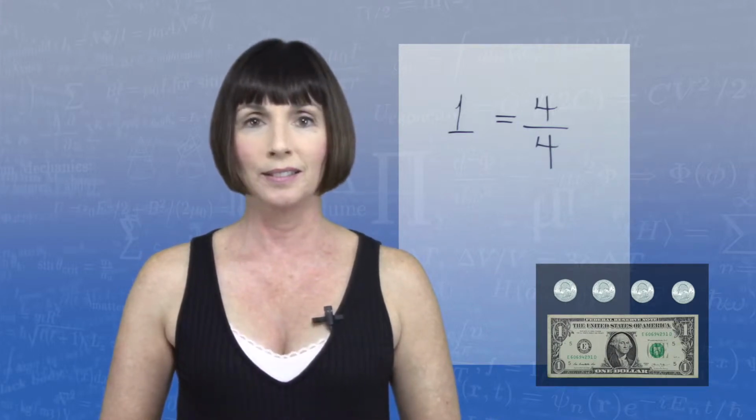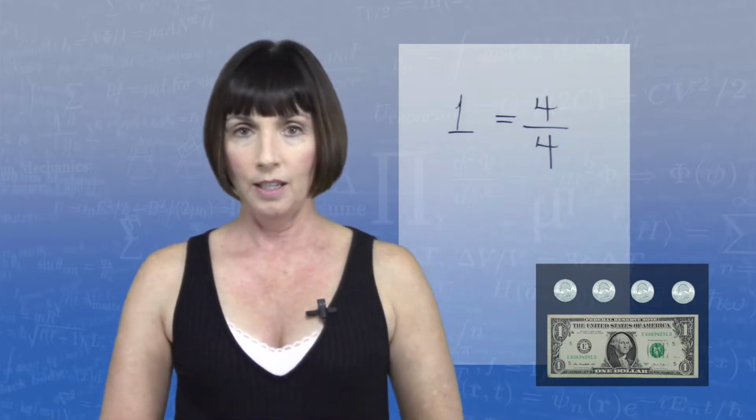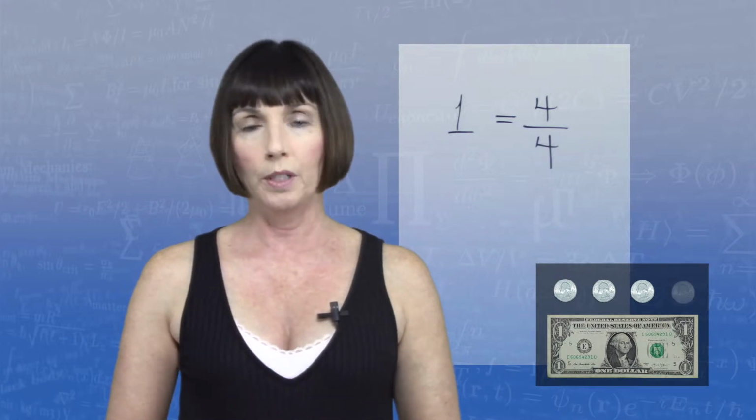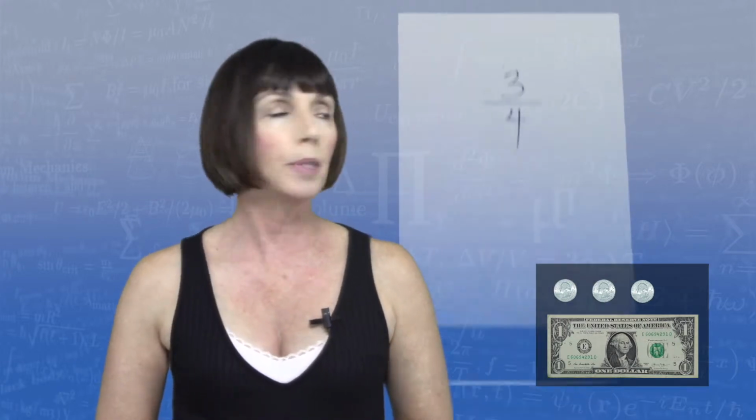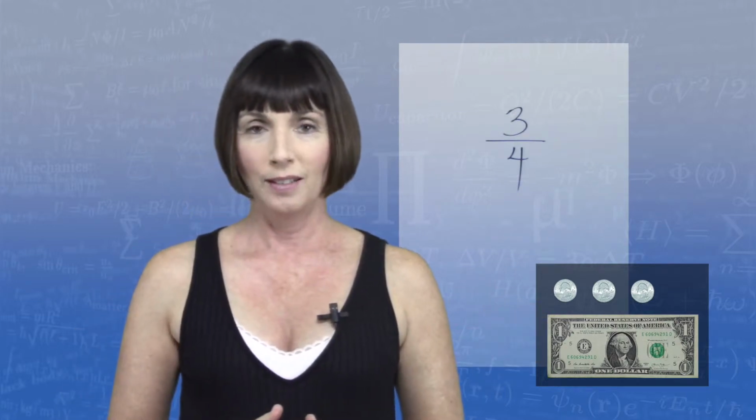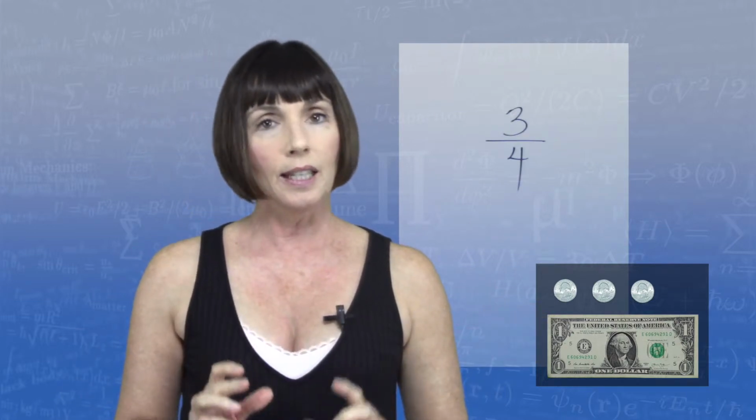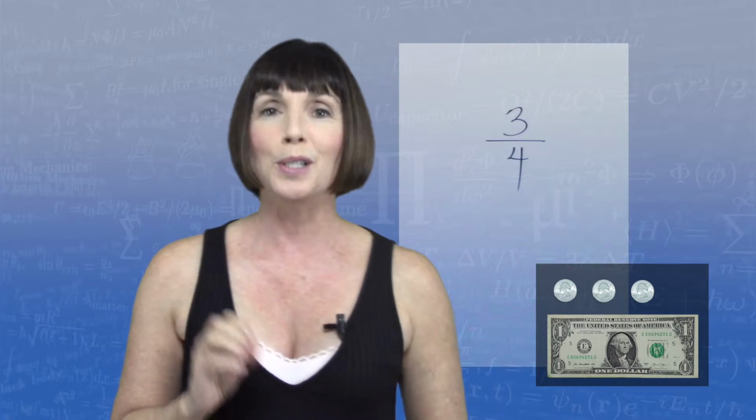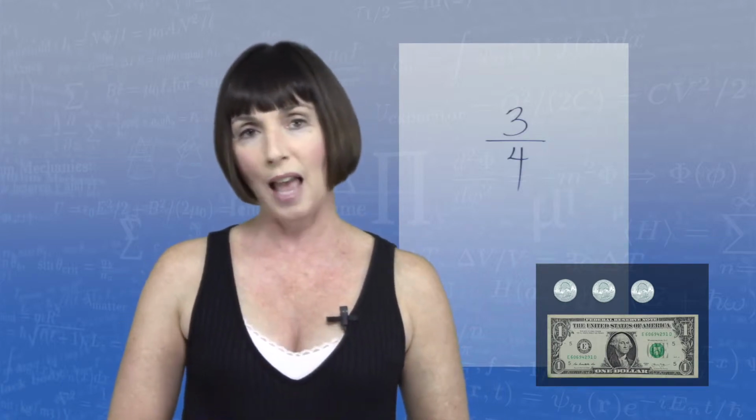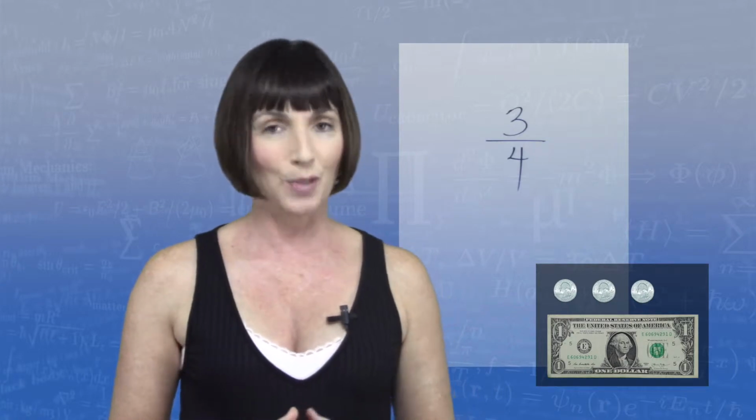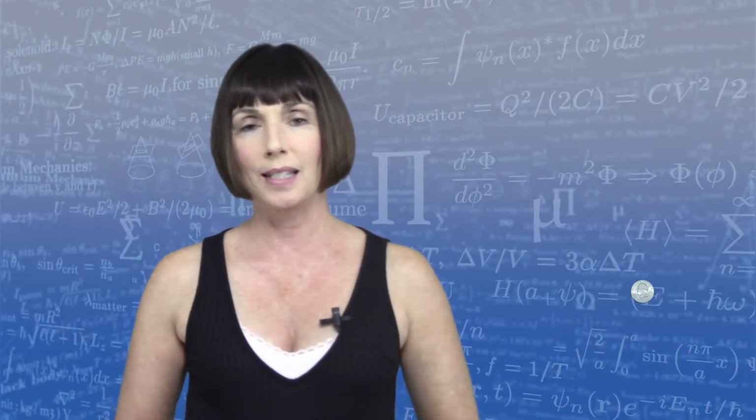And the number on the top, the numerator, indicates how many quarters I currently have, which in this case is also 4. All right, following that logic, suppose I spend one of my quarters and now I have 3 left. So my fraction then becomes 3 over 4. The denominator still indicates that I need 4 quarters to make up my dollar, but now I only have 3 quarters left. So my fraction is 3 over 4. Okay, let's go back to having 4 quarters again.